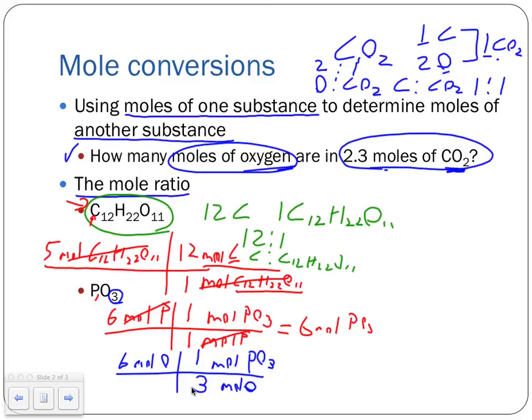And now we can go ahead and do our conversion. Cancel moles oxygen, gives us moles of PO3, which is what we want. 6 times 1 divided by 3 gives us a total of 2. And so we would have 2 moles of PO3, because that's what's remaining here. So PO3 is our value we have there. So that's how you go about working out a problem with a mole conversion.